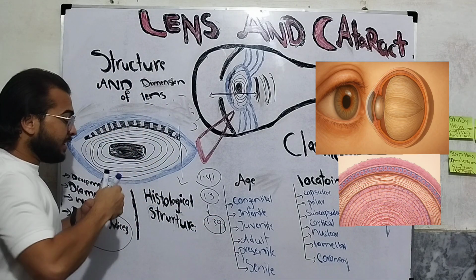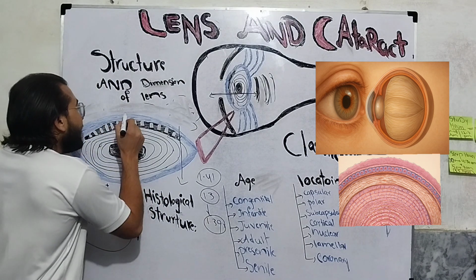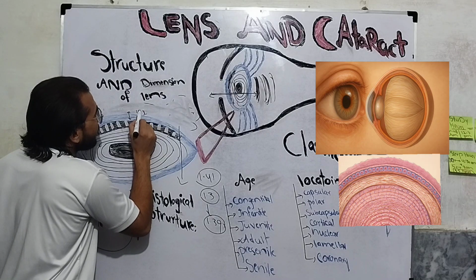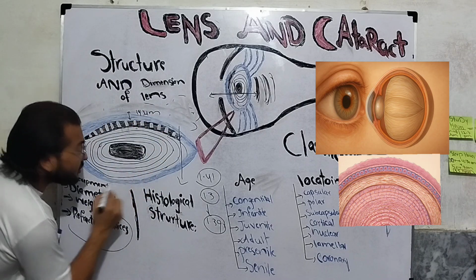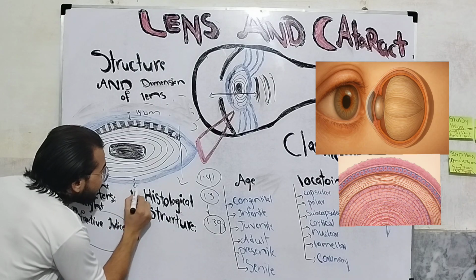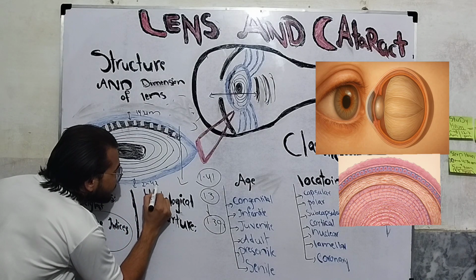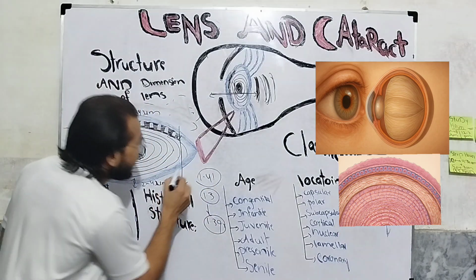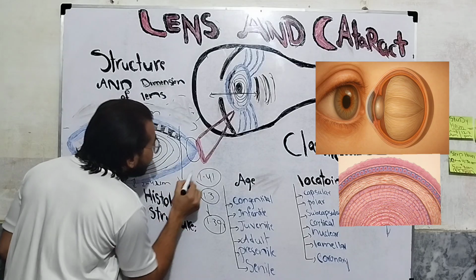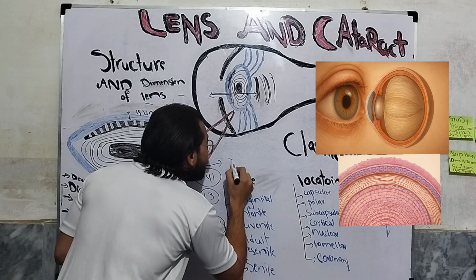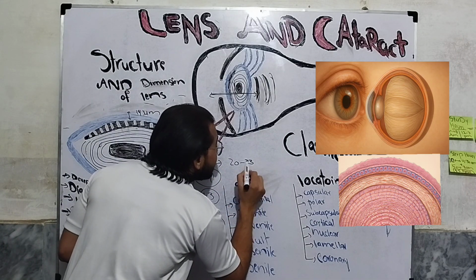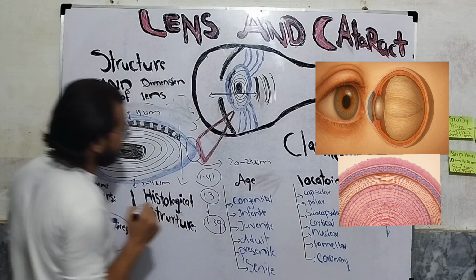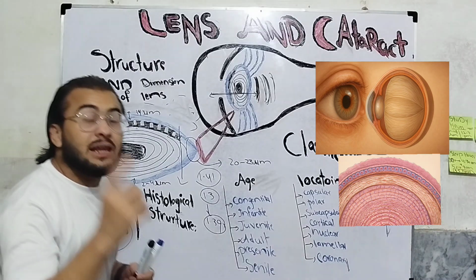It has a variable thickness. At anterior pole, it has a thickness of 14 micrometer, okay. At posterior pole, it has a thickness of 2 to 4 micrometer. Okay, and at equator region, it is thick, it has a thickness of 20 to 23 micrometer, okay. So it is thick at the equator. This was about the lens capsule.